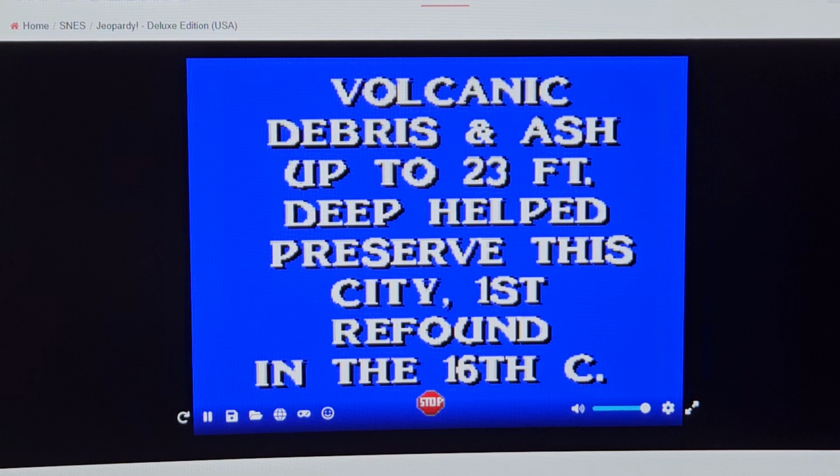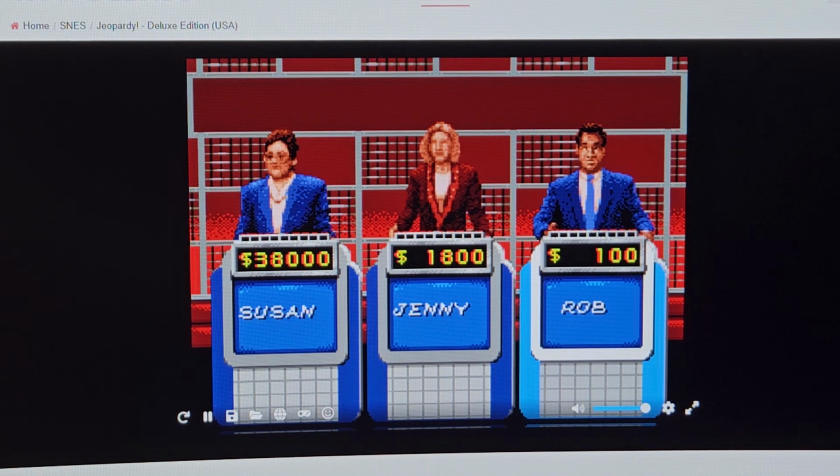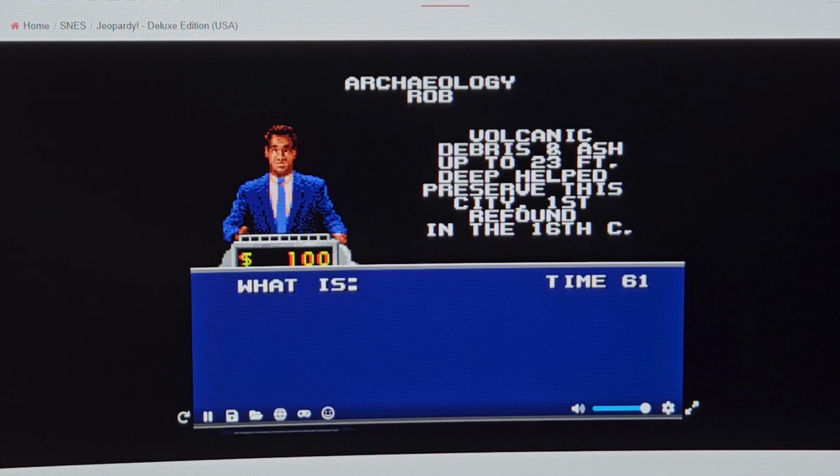Archaeology for 200. The answer is: volcanic debris and ash up to 23 feet deep helped preserve this city, first refound in the 16th century. Rob, do you have an answer? Pompeii. Mm-hmm.